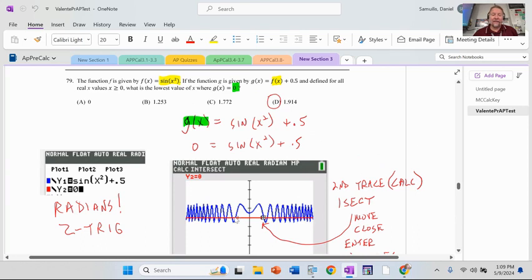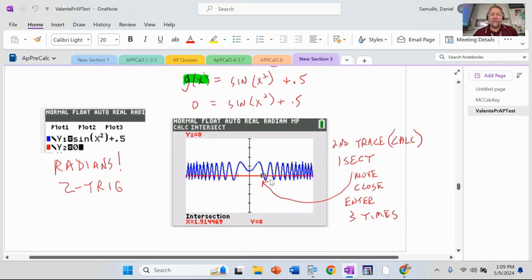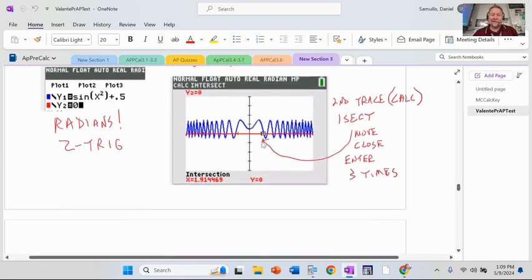Thank gosh they said that, because all of these are zeros and all these are negative, which are lower than a positive. So good thing they have that condition there. So it's the first positive 0. And then you find the intersection. Remember, you have to hit enter 3 times once you get close. Arrow over close, hit enter, enter, enter until it says this, and then that's the answer.